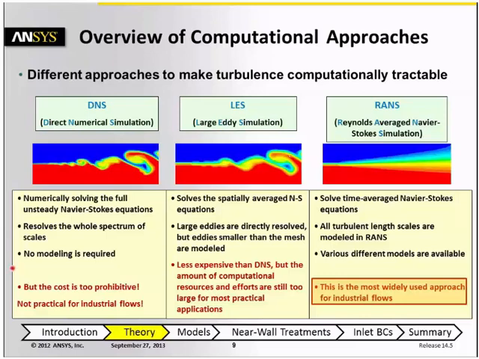Unfortunately, the number of grid points that this requires makes this impractical for industrial flows, and DNS is only used for fundamental turbulence research. The middle image depicts large eddy simulation, or LES. In LES, spatially averaged Navier-Stokes equations are solved. These are also called filtered equations.